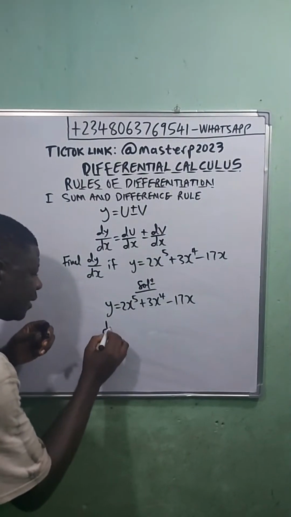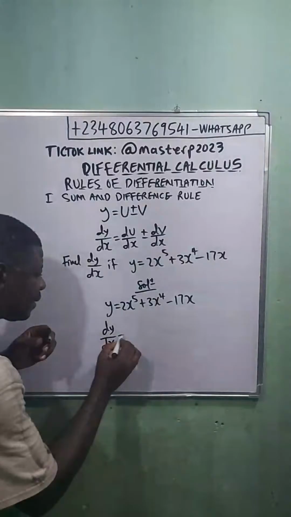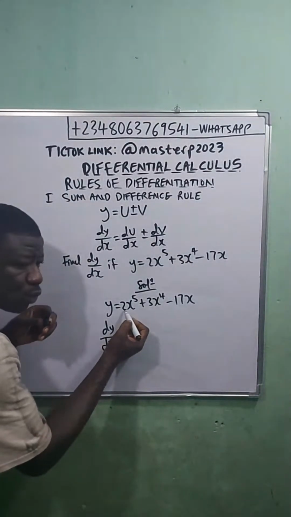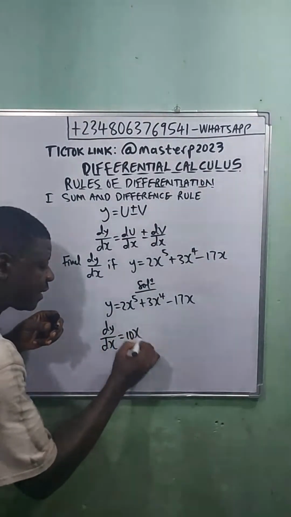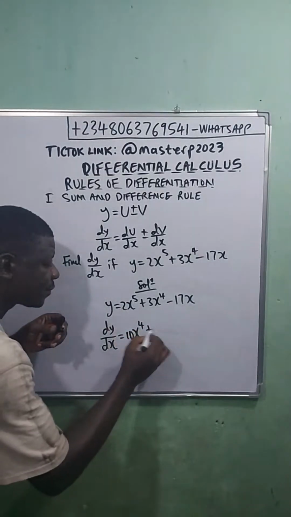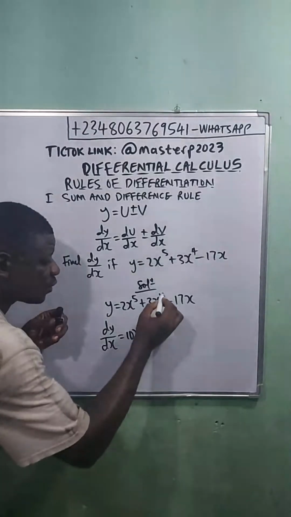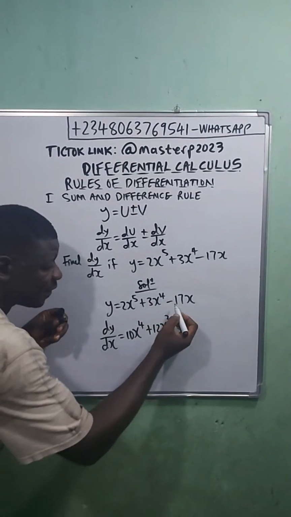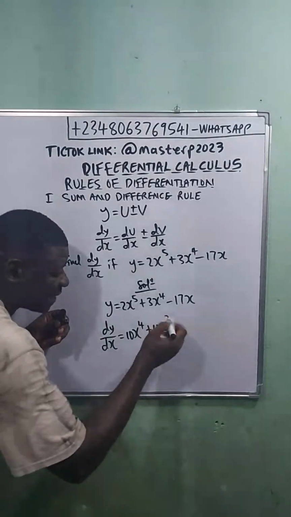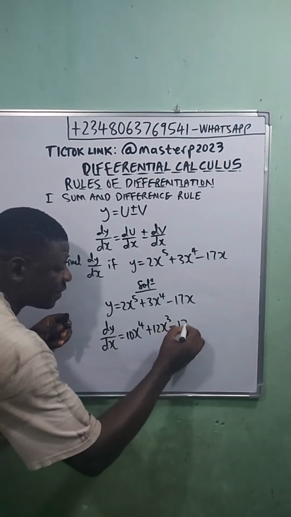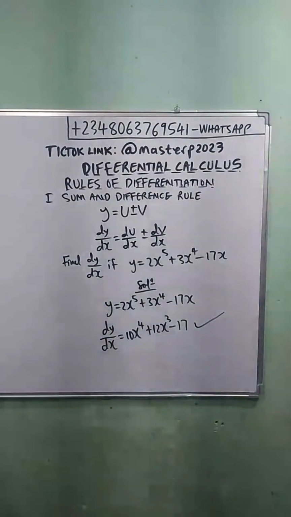So here, dy by dx simply means 5 times 2 is going to give us 10, then I subtract 1 from the power, I'll get 4. 4 times 3 is 12x, you subtract 1 from the power, I'll get 3. Then if I differentiate minus 17x, the answer will be the coefficient of x, which is minus 17. So that's my final answer.